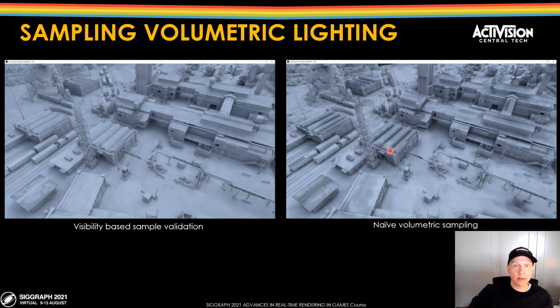Now we can look at the results when we are using this visibility-based sample validation. On the left, you can see the visibility-based sample validation, and on the right, you can see the naive volumetric sampling. As you can see, the visibility-based sample validation fixes pretty much all of the light or darkness leak issues that we saw on the roofs. However, we still have nice lighting detail under rooftops, under doorways and windows. Wherever you have visibility into indoor areas, you expect to see a shadow, and that is indeed what you get.